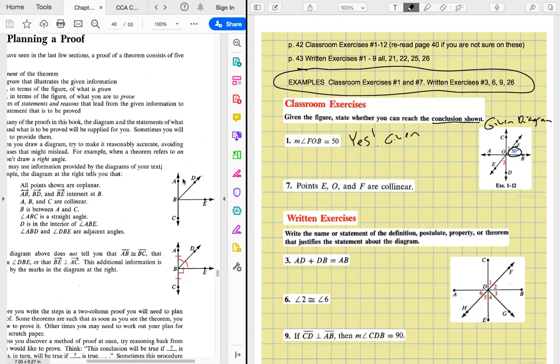Some of the other things here: if they're not marking up anything, you can say these kinds of things. One of which that gets mentioned is this: are we allowed to say points E, O, and F are collinear? Let's check it out here. We've got E here, and we've got F here. That appears to be on the same line, right?